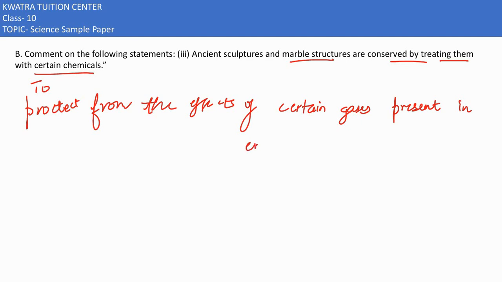This can be the answer here, because obviously we need to write a one line sentence here, because this has only 1 mark over it. So you can say to protect from the effects of certain gases, we need to make sure that we are conserving the structures or sculptures with certain chemicals so that they don't come in contact with the gases present in the environment.